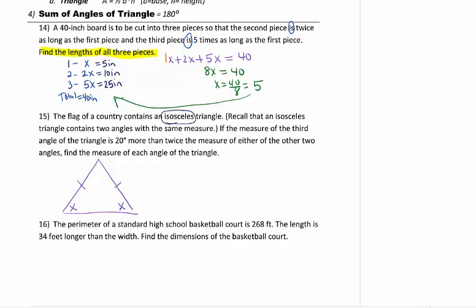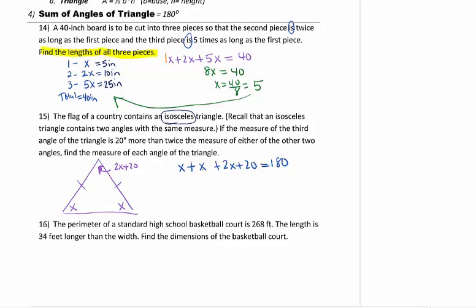The third angle is 20 more, which means add. 20 more than twice the other 2. So this third angle right here is 20 more than twice the other 2. Key is that you need to understand that the sum of the angles is 180 degrees. So x plus x, which is the first 2 angles on the bottom, plus the third angle, which is 2x plus 20, equals 180 degrees.